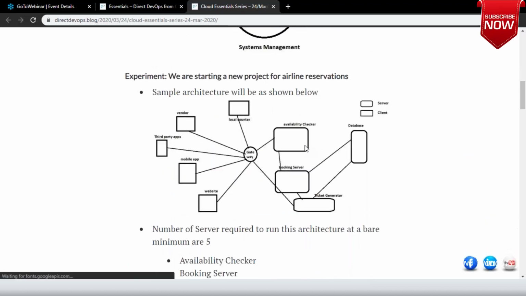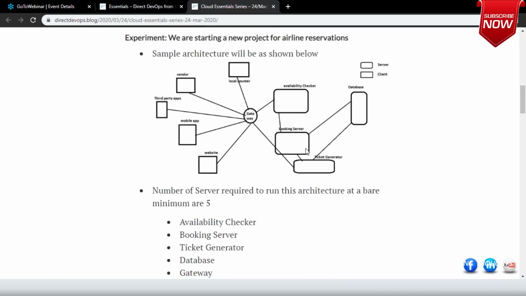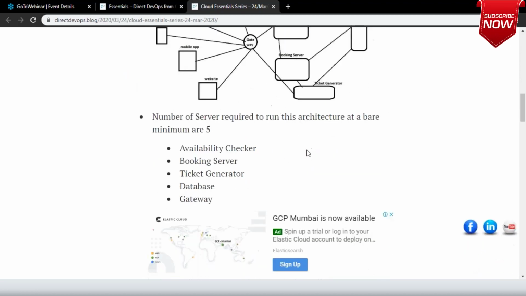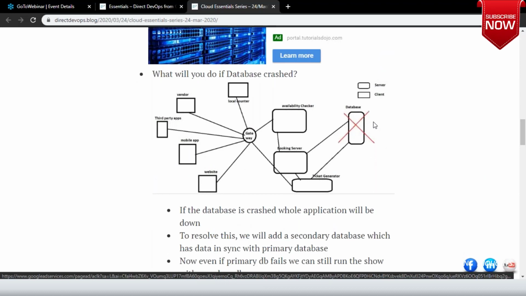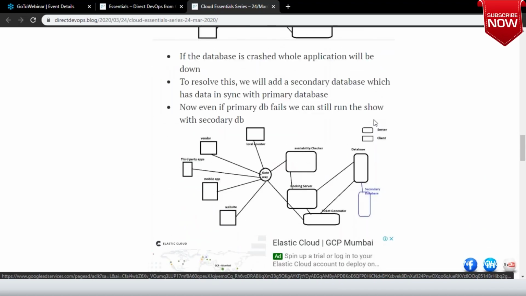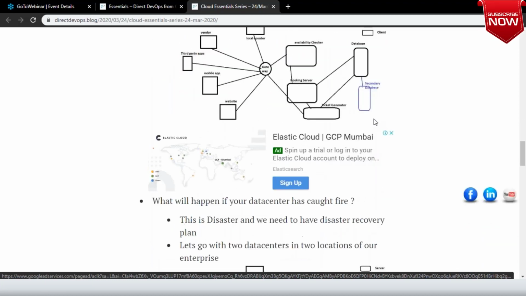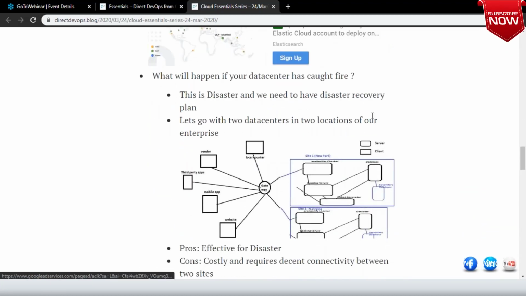And then we have tried to draw a very simple image of an airline reservation system. And then we were trying to discuss some of the issues. So for example, what would happen if the database is crashed? So how will we mitigate that? So then we said that there will be a secondary database. So what would happen if your whole data center has gone for a toss?